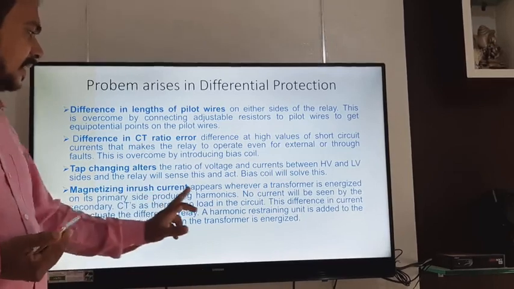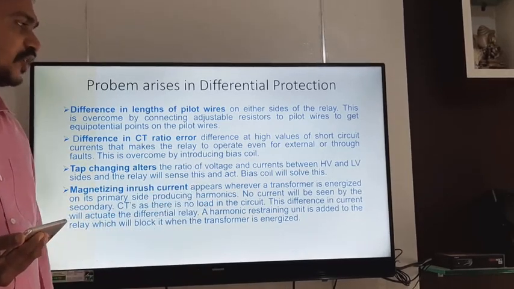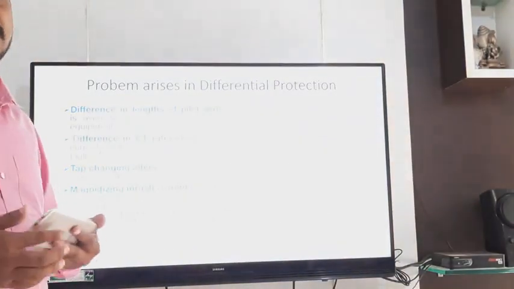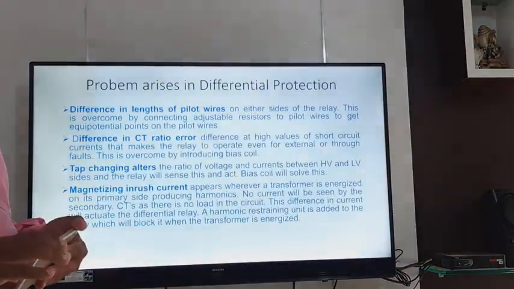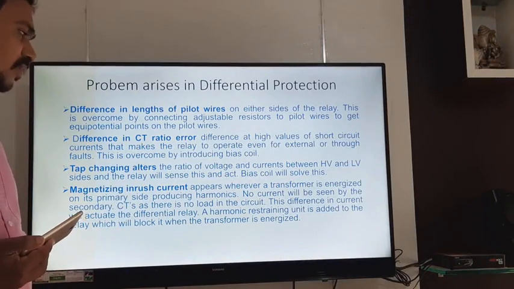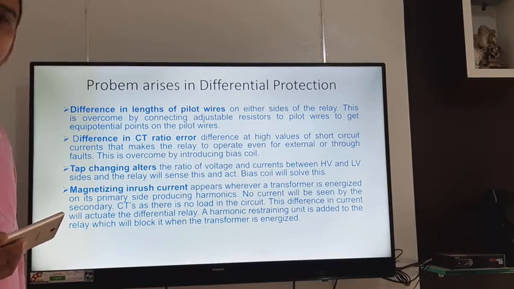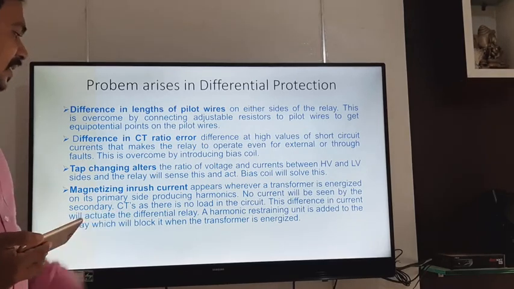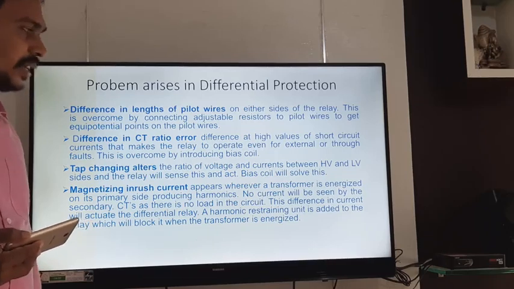So magnetizing inrush current appears when a transformer is energized on its primary side. When we are giving supply to the transformer on the primary side, at that time a high magnetizing inrush current flows through the primary side, which produces harmonics, and due to it the CT acts as if there is no load in the circuit.